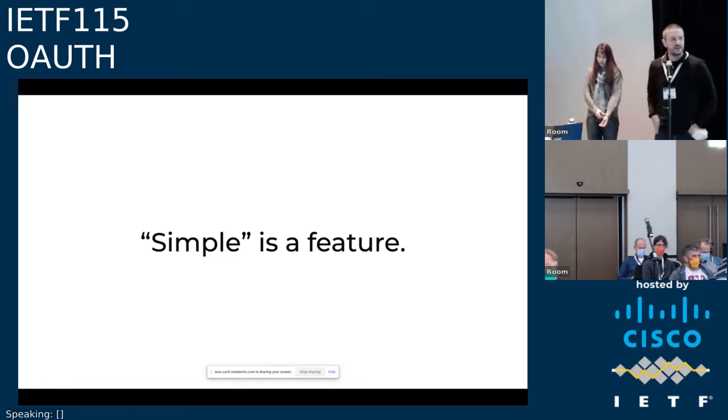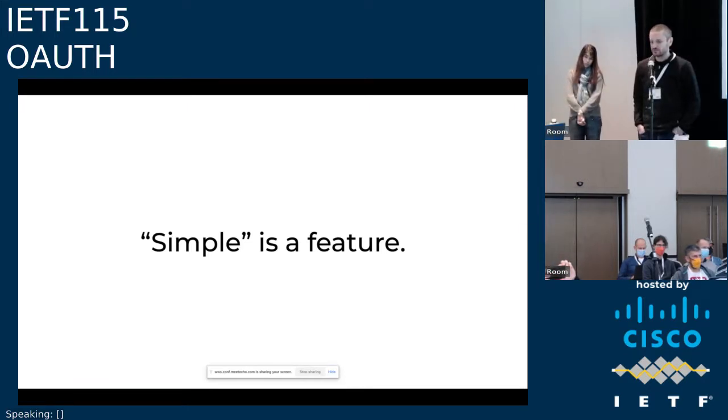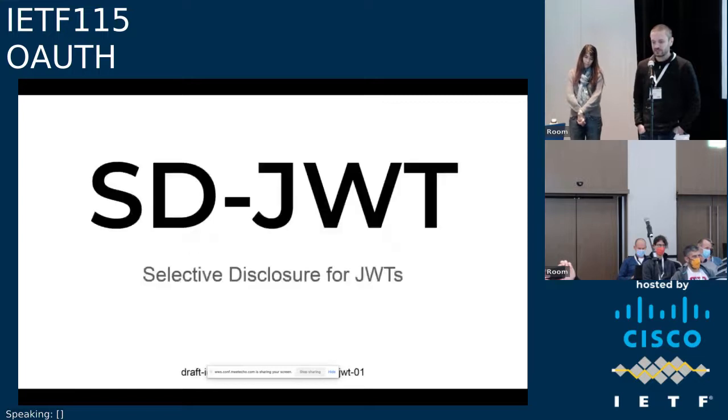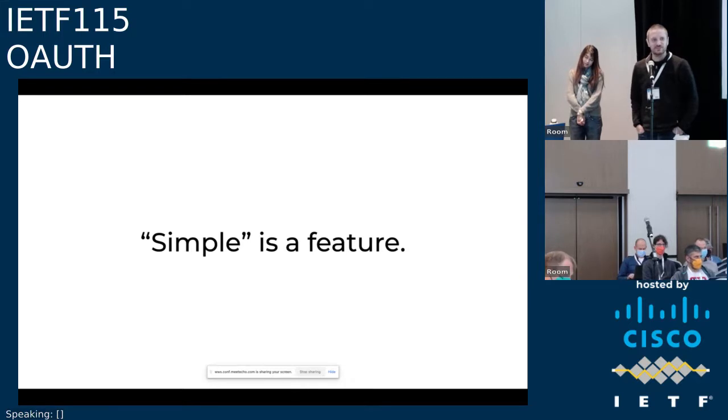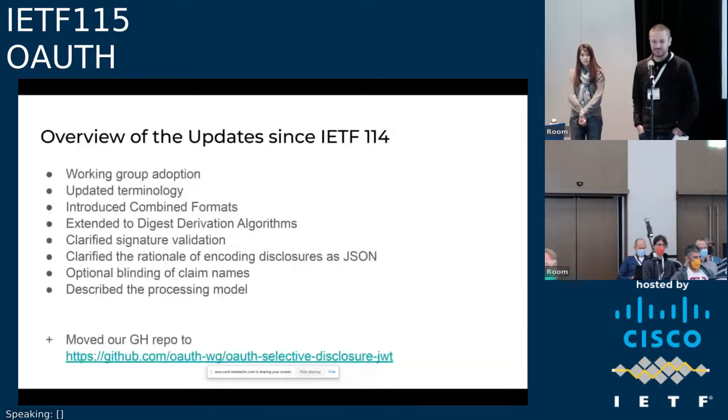Okay, hello everybody. We're going to speak about the SD draft, selective disclosure for JWTs. This is mostly an update to our last presentation in Philadelphia. So if you're not familiar with the selective disclosure draft, it might be worthwhile to read the draft. Next slide, please. Keep in mind that one of the main design features of SD-JWT is to be simple, simple to implement, simple to use. So that's what we consider the main feature here. Next slide, please.